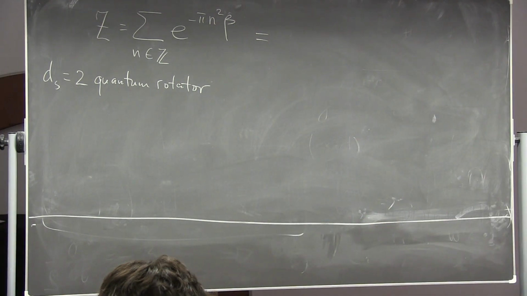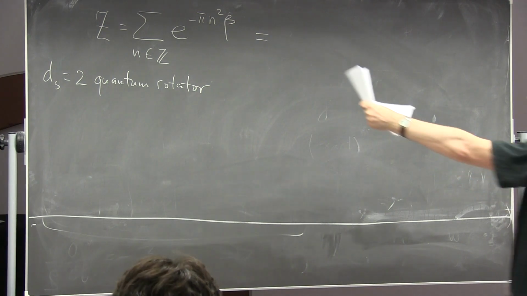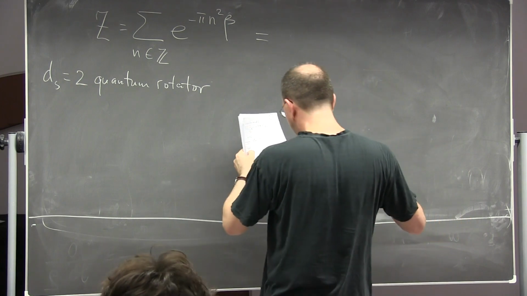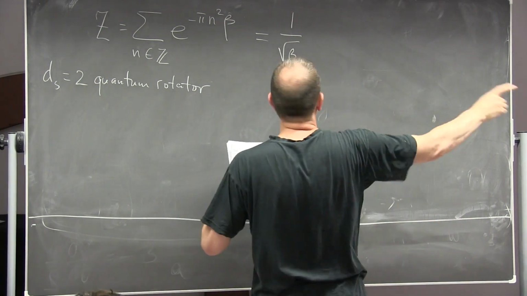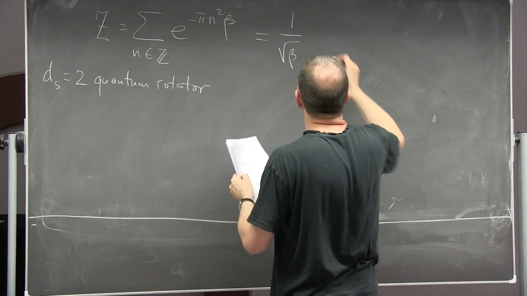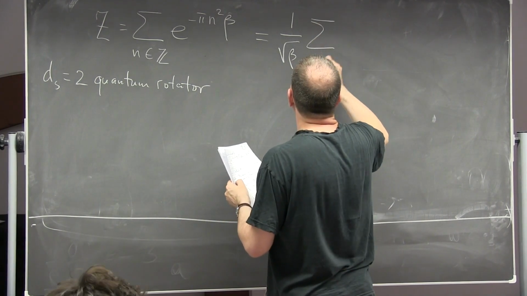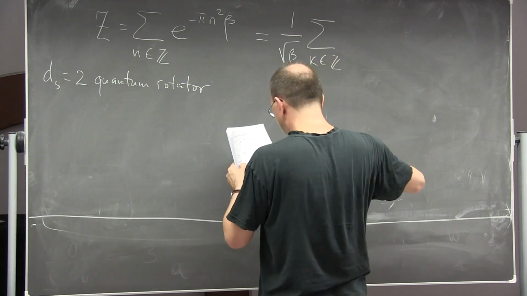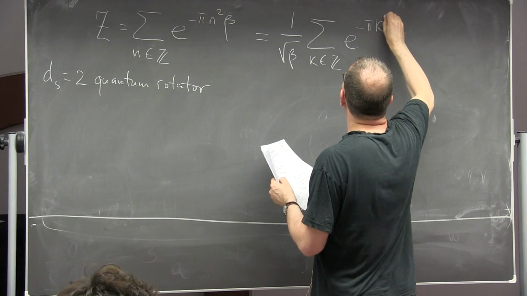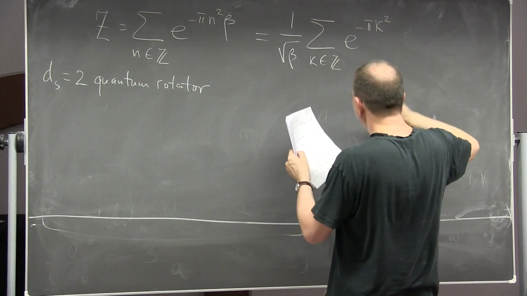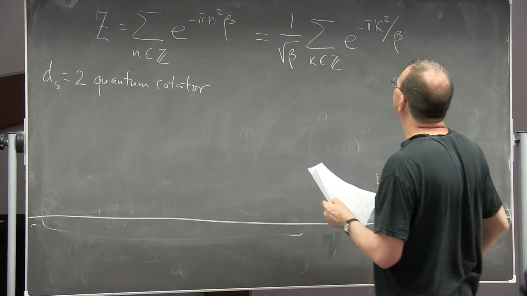But then you have the Poisson summation formula, and with the help of this formula, you rewrite this as the following expression. So this is 1 over square root of beta. Check this by doing the Fourier transform of this function. It's fairly straightforward. But this is a sum over k now, and you have e to the minus pi k squared, k is an integer here, but beta appears in the denominator. It's 1 over beta.